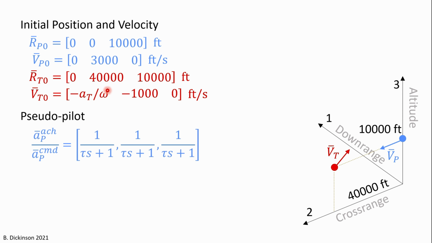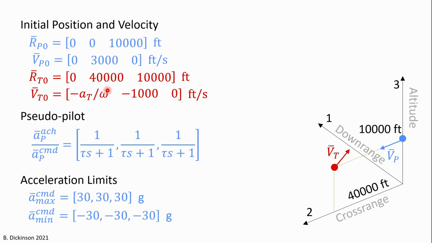In this simulation, we include a first-order pseudo-pilot in the loop. It's just a first-order low-pass filter in each coordinate channel. Also, when the acceleration is commanded by the pronav law, it's limited to a magnitude of 30 degrees in any coordinate direction.